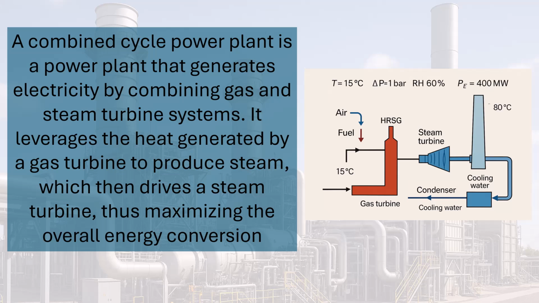The hot exhaust gas from the gas turbine is directed to the heat recovery steam generator. In the HRSG, the exhaust gas is used to generate steam. The high-pressure steam drives a steam turbine connected to another generator, producing more electricity. The steam is then condensed back into water and recycled. The key advantages are increased efficiency and fuel flexibility.